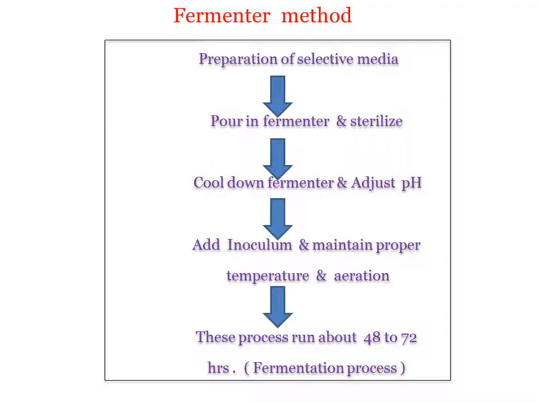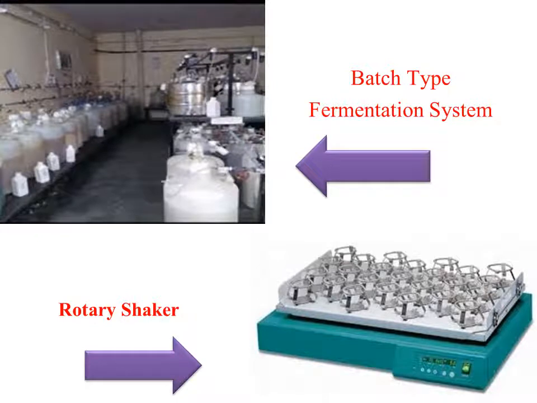We have to prepare the selective media, pour it in the fermenter and start the sterilization process. Cool down the fermenter and adjust the pH. Then we inoculate the inoculum, maintain the proper temperature, and supply air for oxygen, maintaining the oxygen level. After 48 hours, we will get the appropriate quantity and quality of the organism.